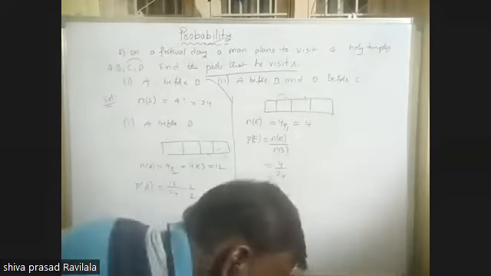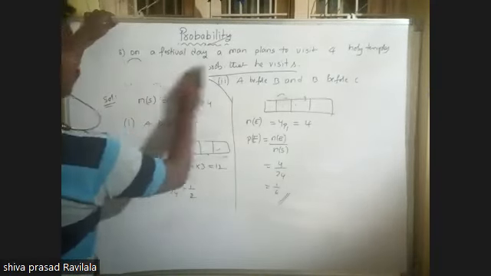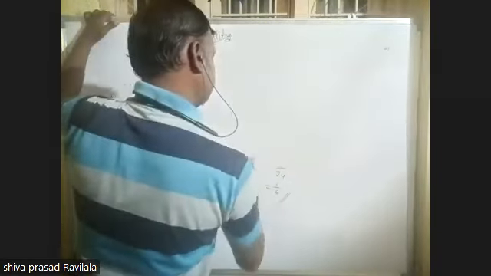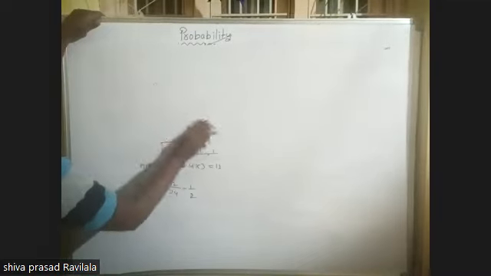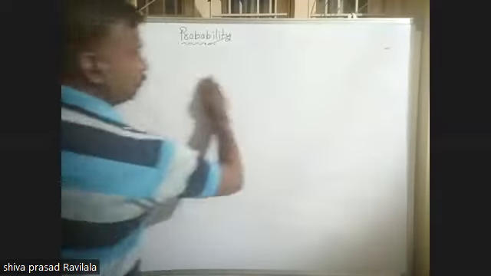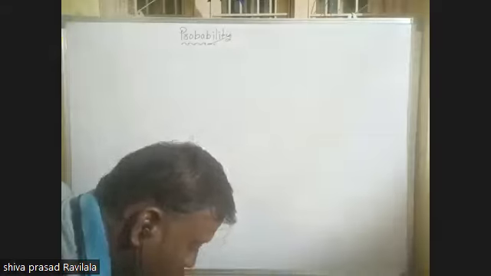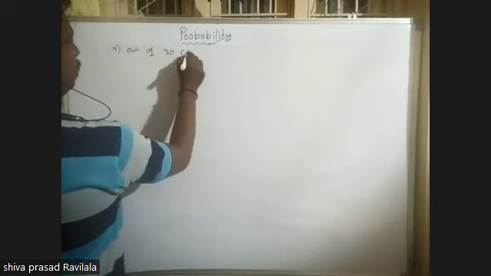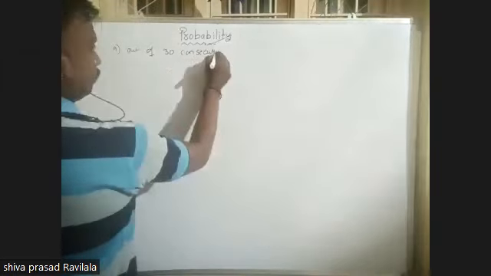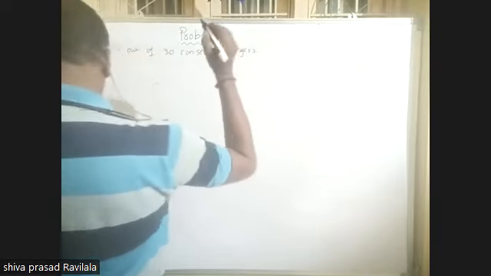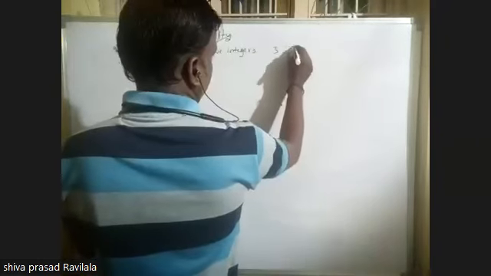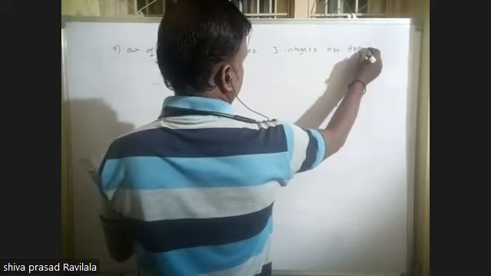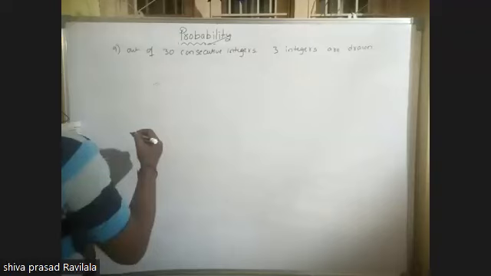Next question. Observe here. Out of 30 consecutive integers, but a different case here. Out of 30 consecutive integers, yes, consecutive, 3 integers are drawn, not 2. Before, in the previous question, we took 2. 3 integers are drawn.